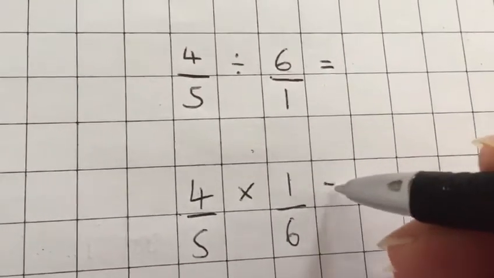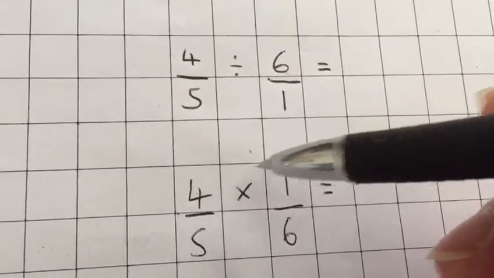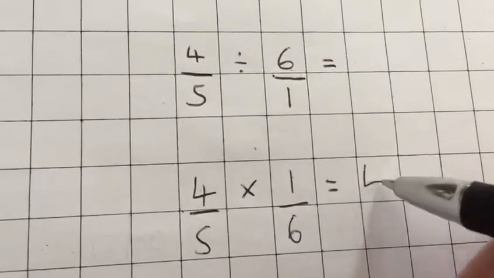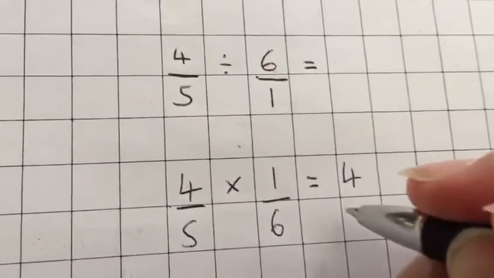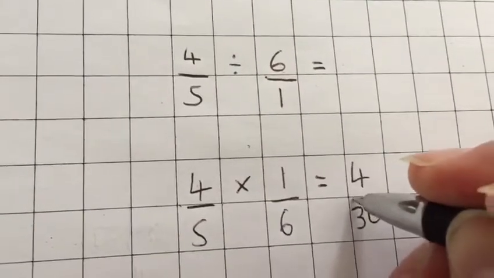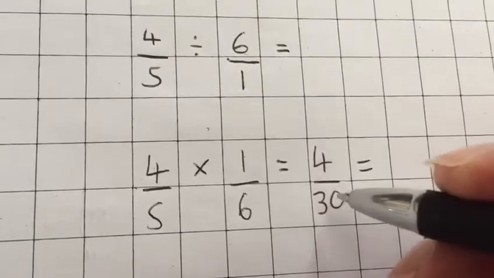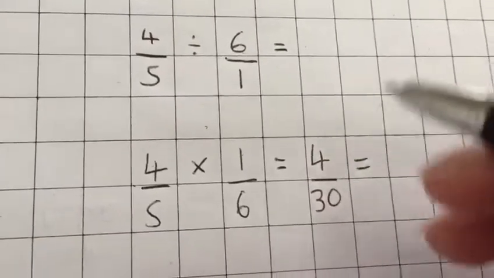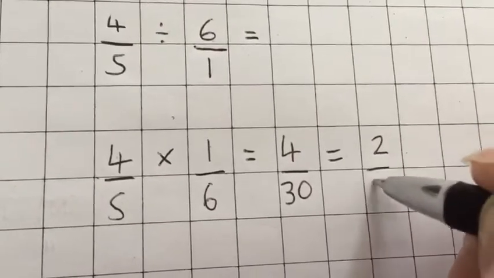So now what we're going to do is do our multiplication step. Start with the numerators. 4 times 1 is still 4. And now 5 times 6, which is 30. So we've got 4/30. Now actually at this point you can then simplify this fraction, because 4/30, if you divide them both by 2, is the same as 2/15.